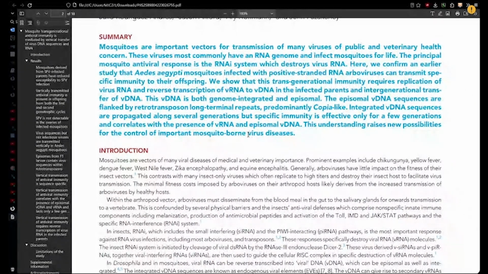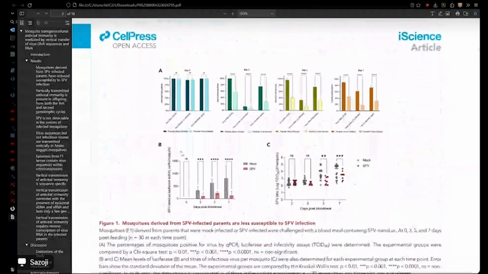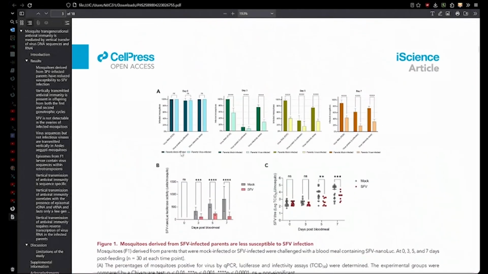encephalopathy. These sorts of viruses are able to be addressed with this sort of immune system that they have for transgenerational immunity. Do you think that's a kind of immunity that can be conferred to a mammalian system?